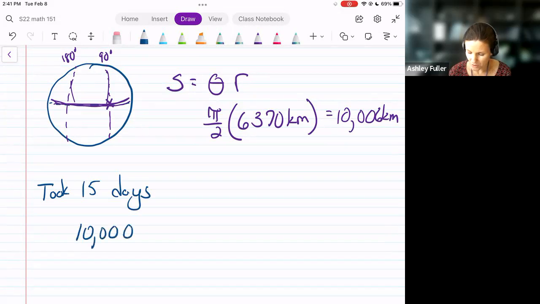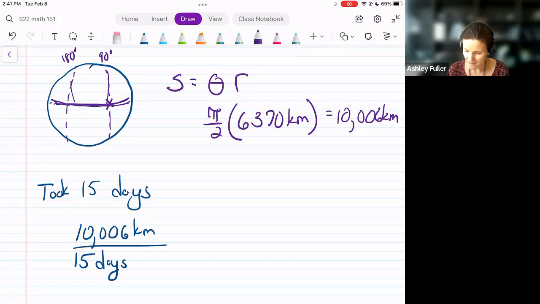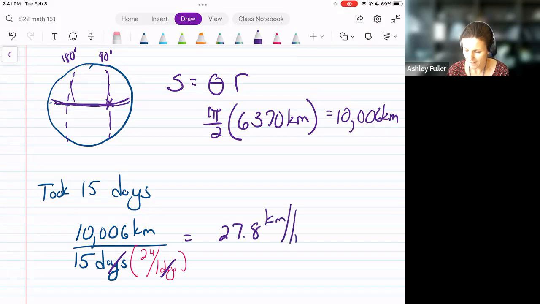So if the ship travels a distance of 10,006 kilometers in 15 days, but then if we want to change those days into hours, remember, there's 24 hours in one day. Again, with that conversion factor, days will cancel. We end up with 27.8 kilometers per hour is how fast the ship would be traveling.